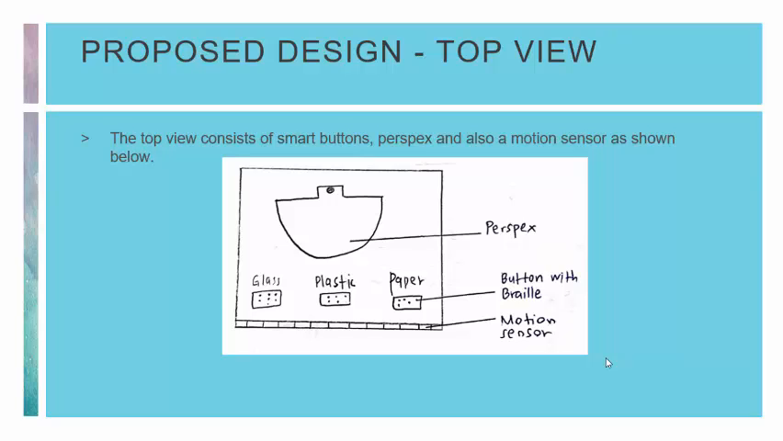Okay, next is the top view. The top view consists of a smart button, perspex, and also a motion sensor, as shown in the figure below. Perspex is actually a solid material that can be slid open and closed. Braille code was custom designed on the button for blind people to make sure they choose the right and accurate option. The motion sensor was used to detect any people who come near the bin.